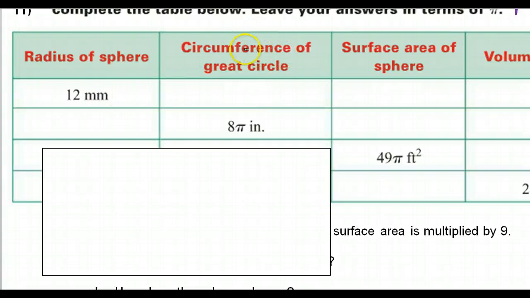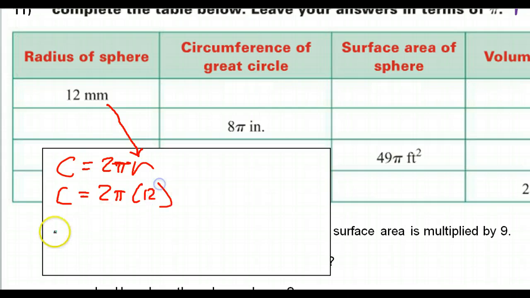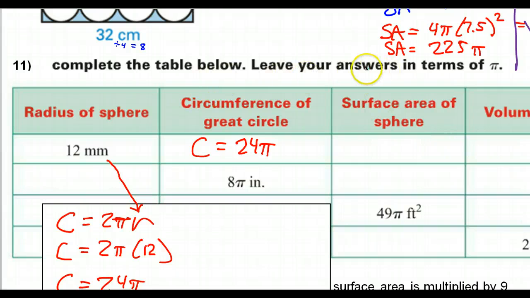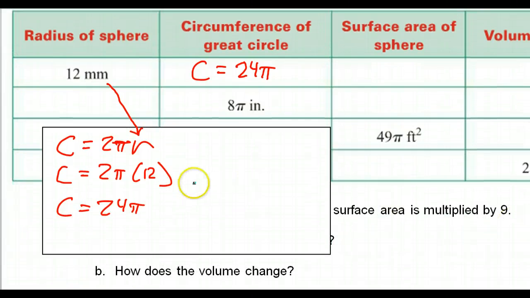So if I want the circumference, I know that the circumference is 2 pi times the radius. So if I'm given the radius, I can just put it in. So that circumference is going to be 2 pi times 12. 2 times 12 is 24, so that's 24 pi. So my circumference is 24 pi. You could turn that into a decimal if you want, but the directions specifically say leave your answers in terms of pi. That means leave it like this with pi in your answer.